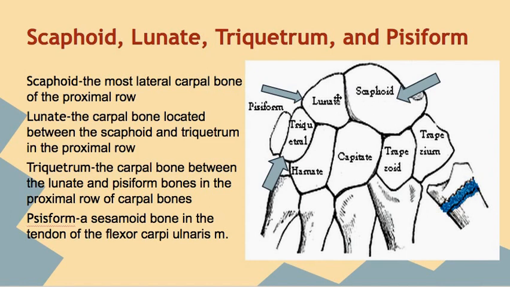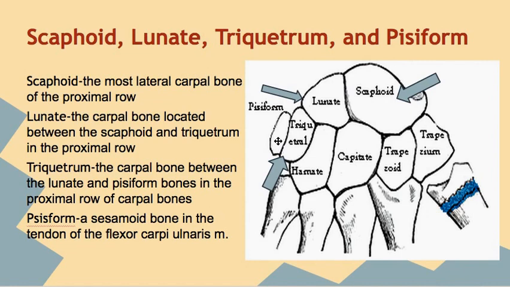And then you have the lunate, which is the carpal bone located between the scaphoid and the triquetrum, and it is in the proximal row. Then you have the triquetrum, which is right here, in the carpal bones between the lunate and the pisiform bones in the proximal row of carpal bones. And then you have the pisiform, which is right here, and this is a sesamoid bone in the tendon of the flexor carpi.